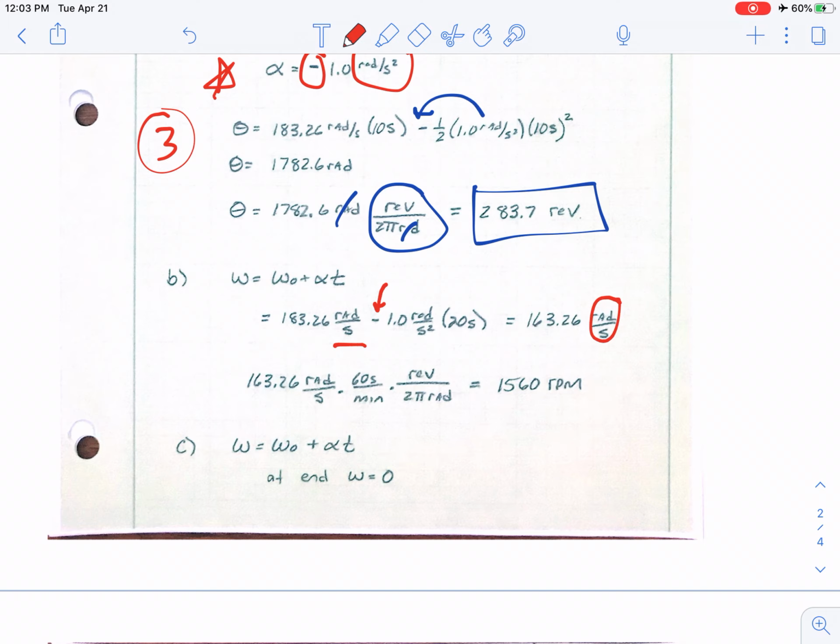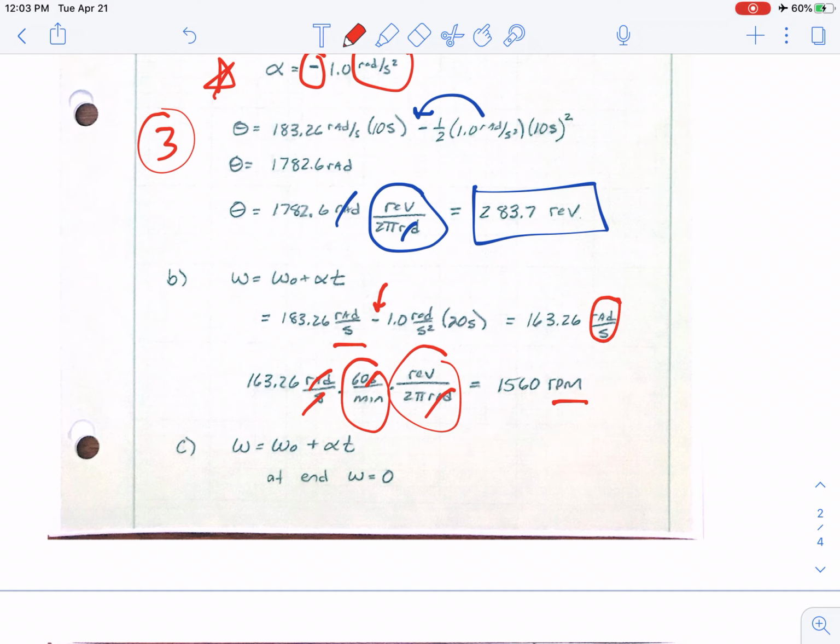However, they're asking us to find it in RPM. So you need to do conversions again. Okay, very common conversions in this chapter. Get rid of seconds, and radians should also be gotten rid of. And you're going to get revolutions per minute. It's RPM. At the end, doing this simple algebra will get you there.